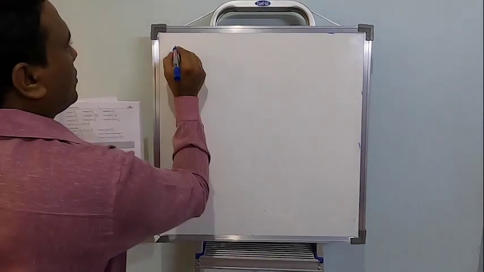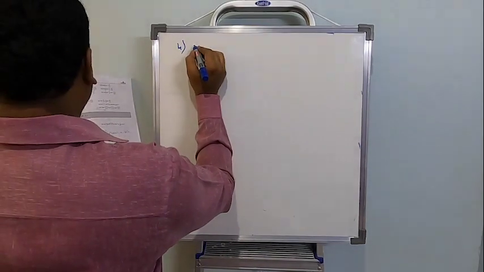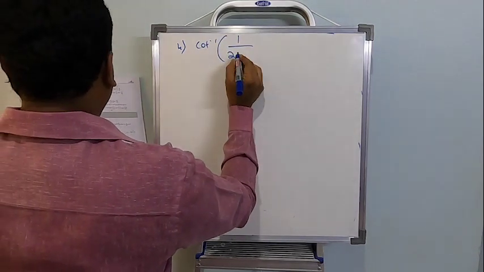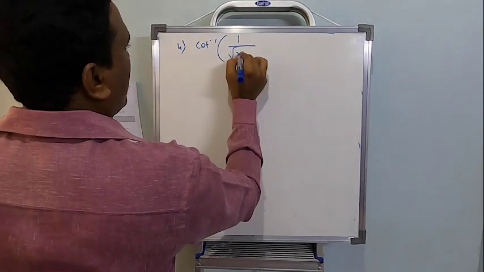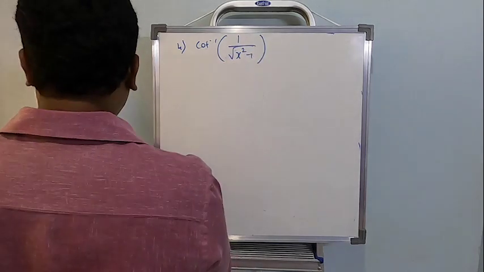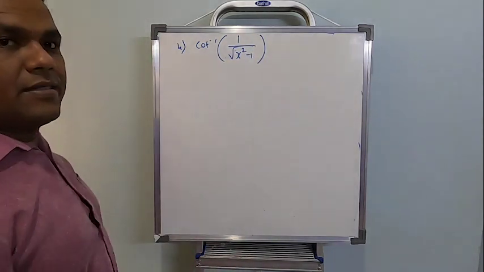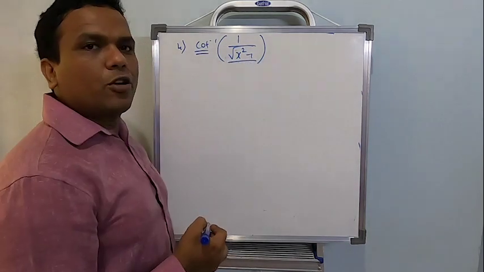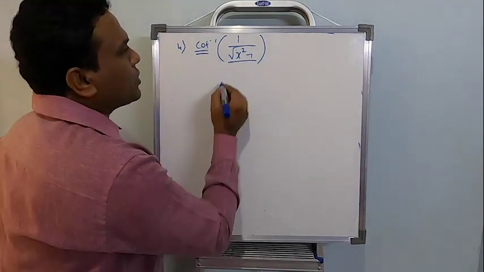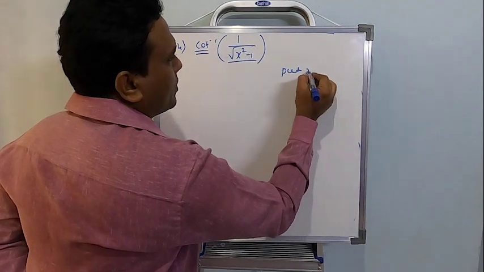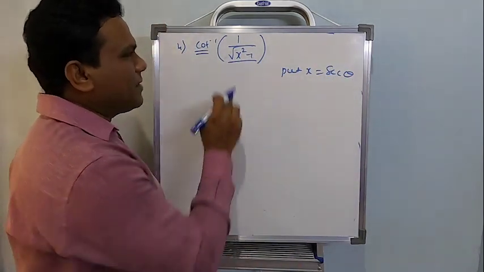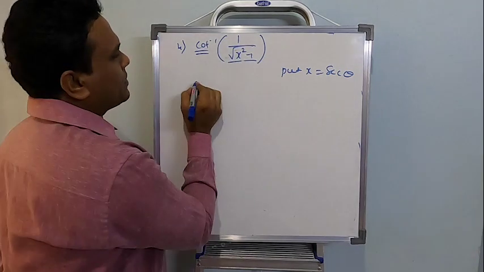Problem number 4. Write the simplest form of cot inverse of 1 by root of x square minus 1. This has to be expressed in the simplest form. The hint is outside is cot inverse. This should be converted in terms of cot before eliminating. So I will give a substitution. Put x equal to secant theta. You will notice why later on. And the hint is there actually, if you can notice.